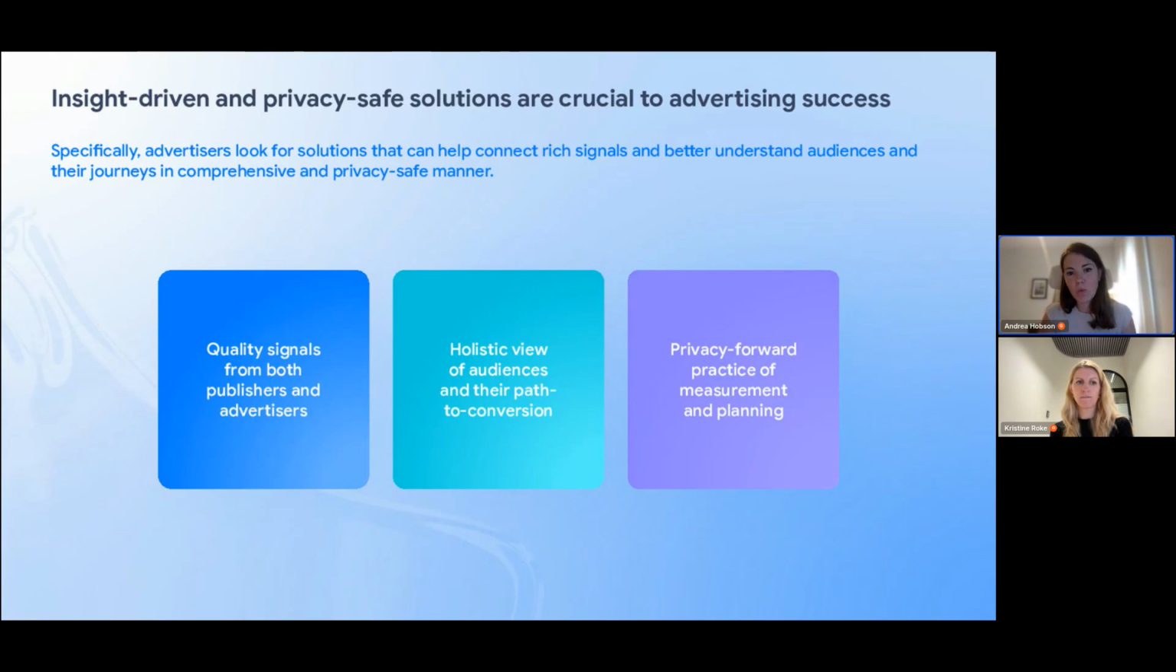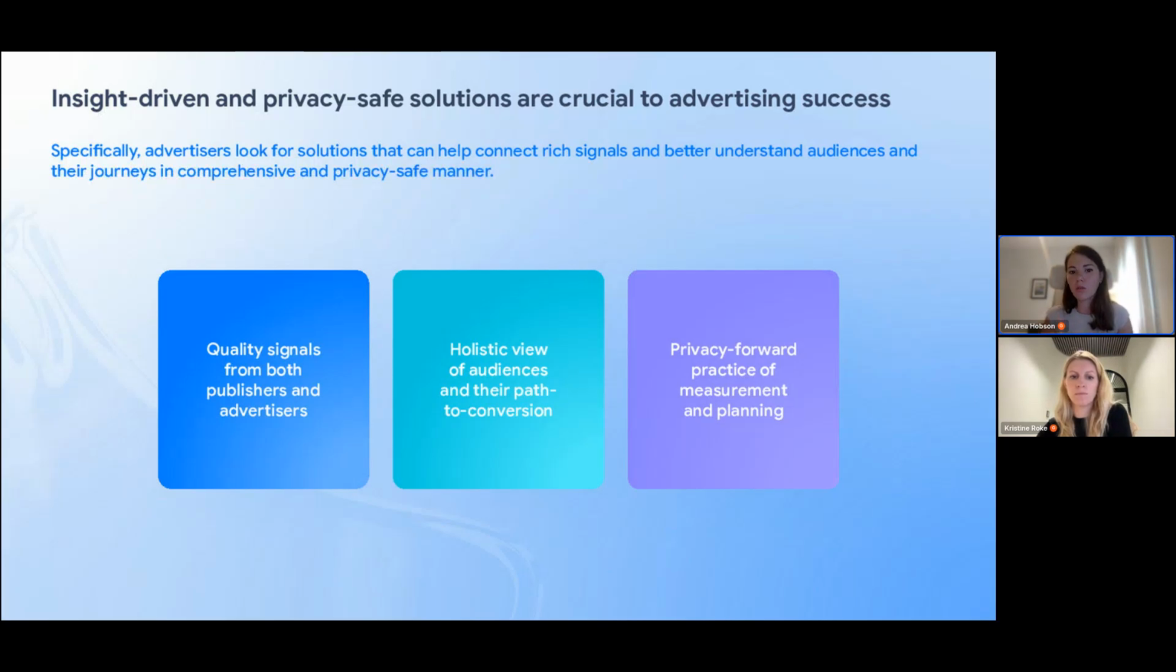So what advertisers need today is a solution that is insight driven and again privacy safe, because it's not enough anymore to just collect data. These need to connect signals across channels and understand customer behavior without compromising privacy. The key elements of this approach, we can see them here.